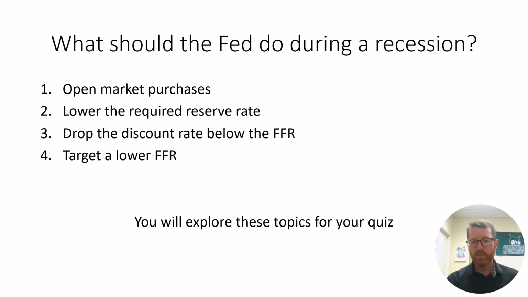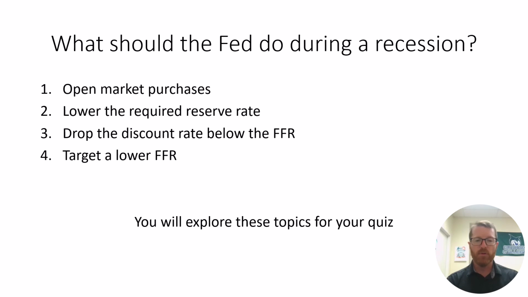One, they would do open market purchases. That means the Fed would create money and spend it. And by spending that money, putting it into the economy, it increases the money supply. The Fed can undo that in the future if it wants by buying those assets back. Second thing you can do is lower the required reserve rate, drop that required reserve rate down so the banks can loan out more money. The third would be to drop the discount rate below the federal funds rate. That would cause banks to borrow from the Fed, and they'd be borrowing new money.